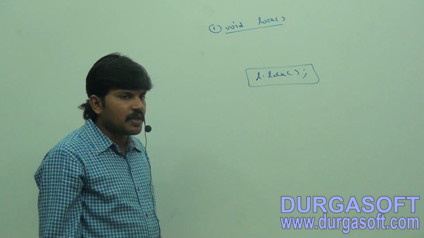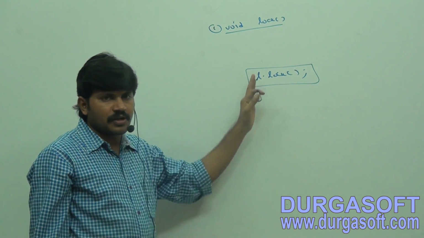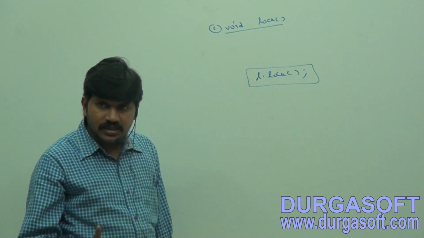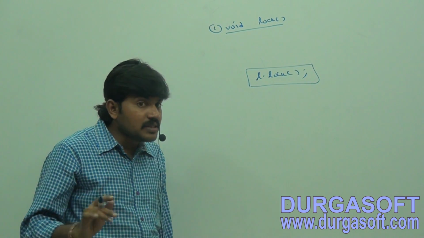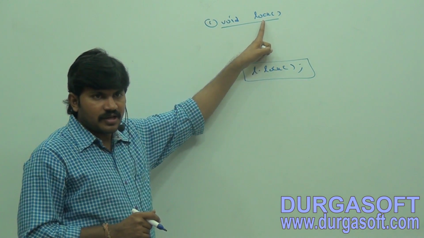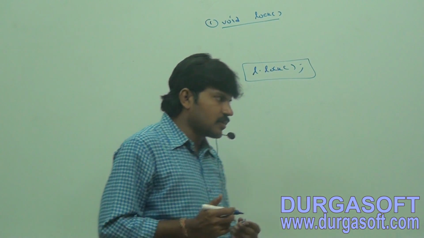If the lock is available, immediately it will get it and continue. If the lock is not available, it will wait until getting the lock. In the traditional synchronized keyword, what happened? The same thing is the lock method. Are you getting it? Okay, add void lock.